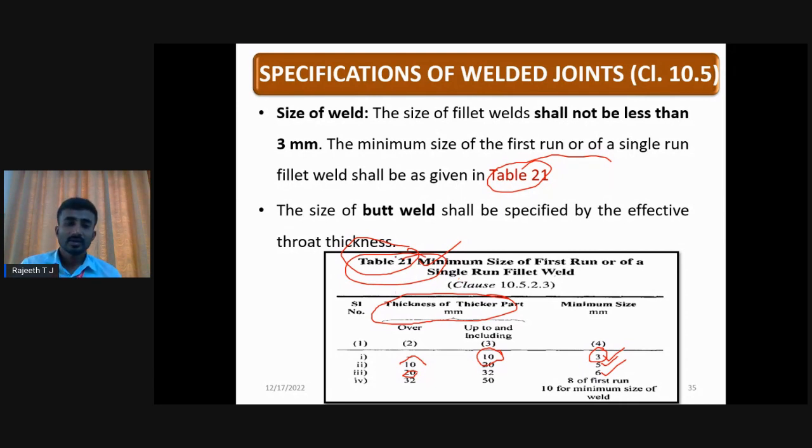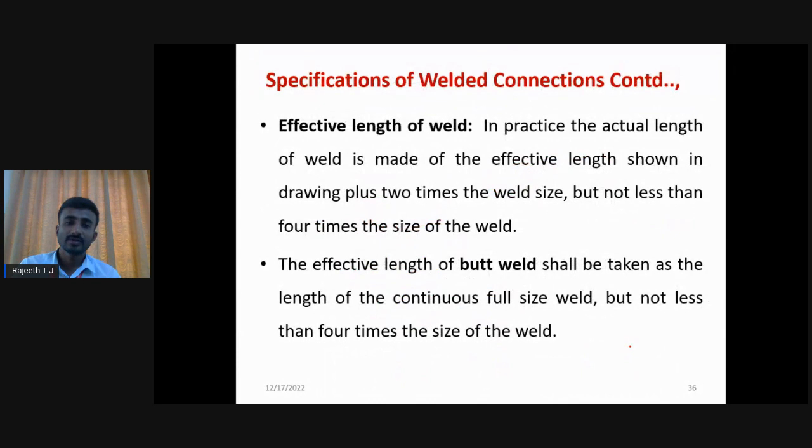Whereas in case of butt weld, it depends on the effective throat thickness. In case of fillet weld, we go by this table. The minimum size should not be less than this. If you observe this table, assume that they may ask in the exam. The minimum size of the weld according to the code is the minimum size we should provide for any kind of member. We should provide a minimum first run of weld of 3 millimeter. You should remember that.